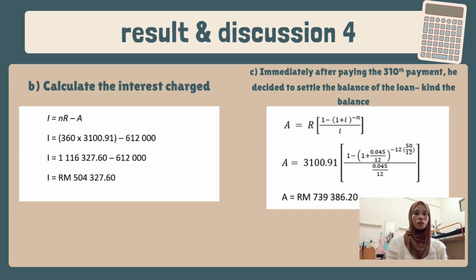Question C is: immediately after paying the 310th payment, he decided to settle the balance of the loan, find the balance. So we need to use the present value formula. A equals 3,100.91 open square bracket 1 minus open bracket 1 plus 0.045 per 12 close bracket power of minus 12 open bracket 50 per 12 close bracket. How I get 50 is 360 minus 310. So I get 50, and per 0.045 per 12 close square bracket. So the final answer for A is RM 139,386.20.